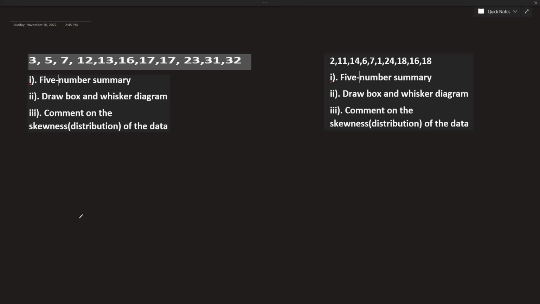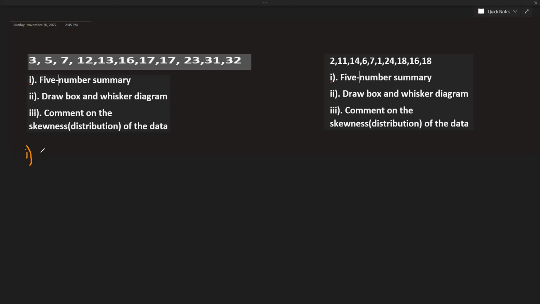In this video, we're going to be looking at how to do the 5-number summary and sketching the box-and-whisker, and also commenting on the skewness or distribution of the data from the box-and-whisker diagram you would have drawn. Here I put two data sets for practice purposes. We're going to do the 5-number summary for this data and for that data. Let's start with this one.